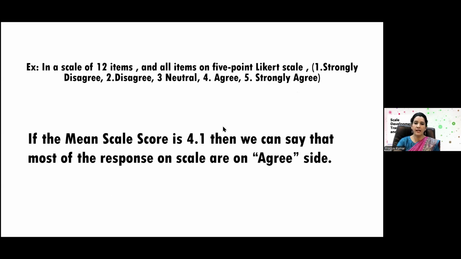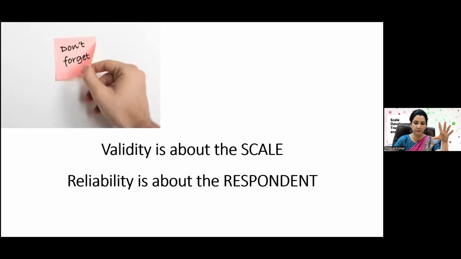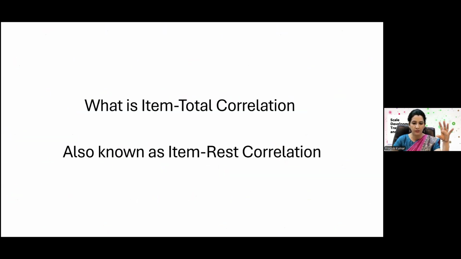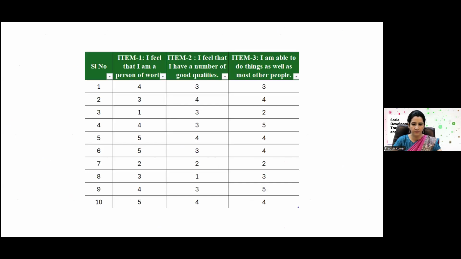Yes. So there is a table of the mean score. That only shows how your population is responding on that particular item. So again, we know that both validity and reliability are test scores. I think this I will show.